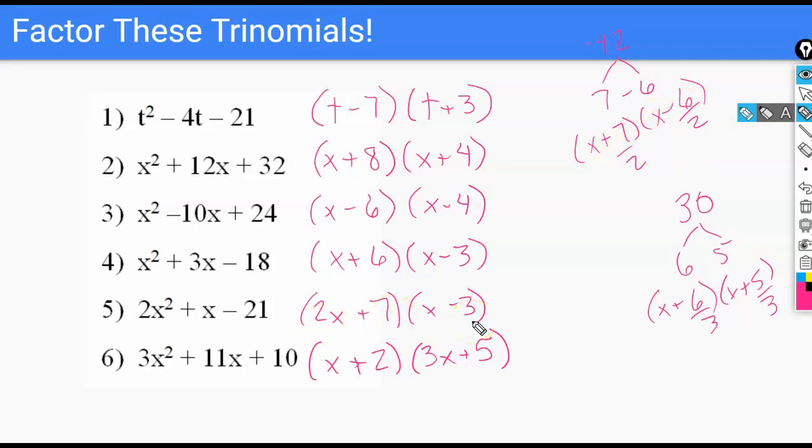For number 6, 3 times 10 is 30. Two numbers that multiply to equal 30 and add to equal 11 were 6 and 5. So x plus 6 and x plus 5 divided by the 3 ended up with x plus 2 and 3x plus 5.